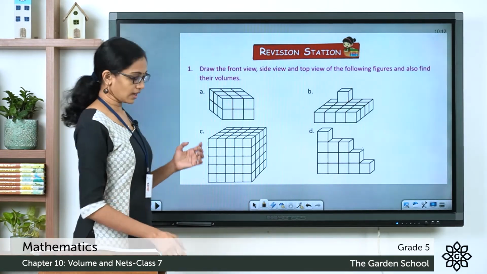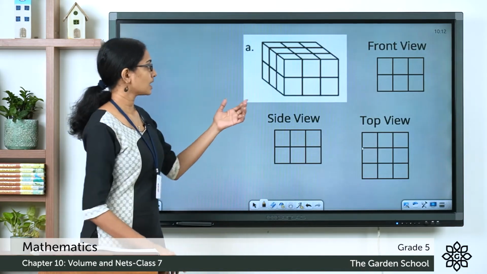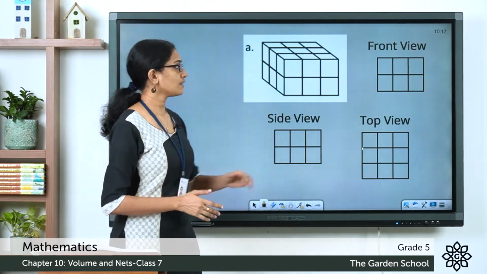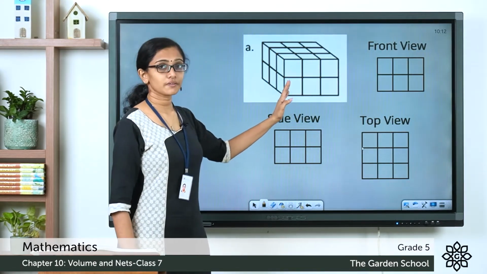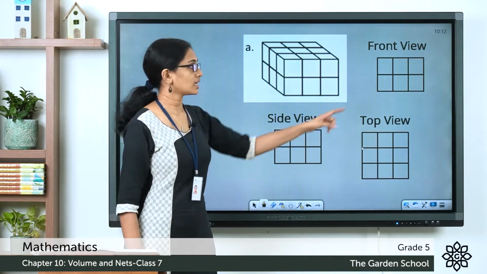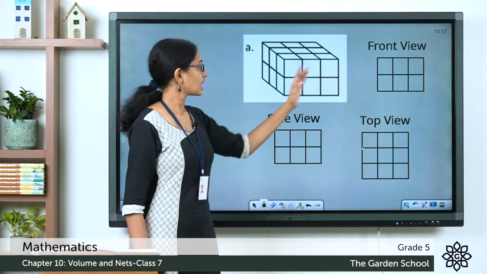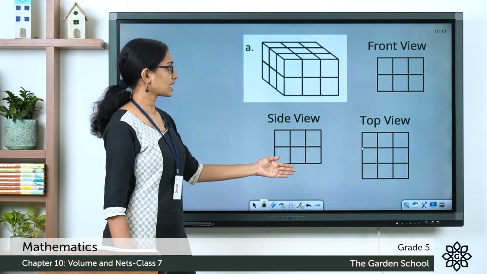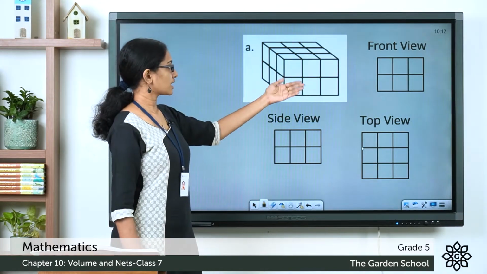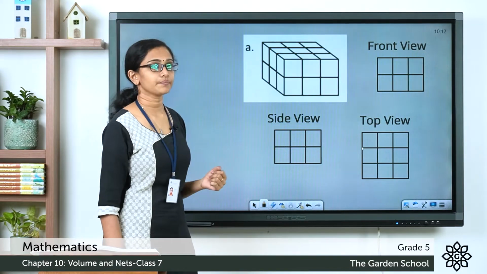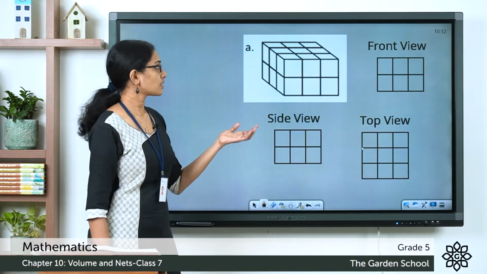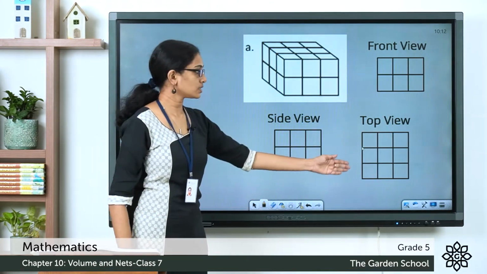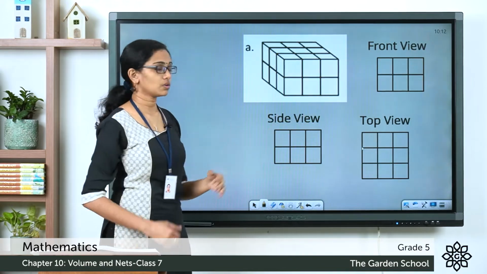Question A. You have an arrangement of cubes here, and when you look at it from the front, that is from this side, you will get a front view like this. When you look at it from the front, you will see 6 cubes arranged like this. So the front view will be this, and from the sides also, the side view will be the same as the front view. See, the side view and the front view look the same. But what about the top view? From the top, you can see an arrangement of 9 cubes like this. So the top view is this, the front view is this and the side view is this.